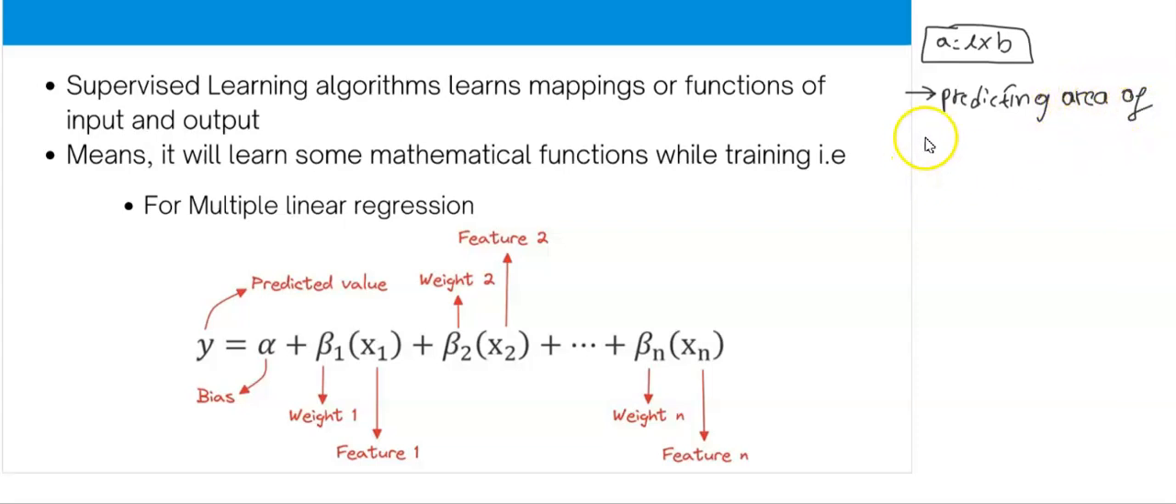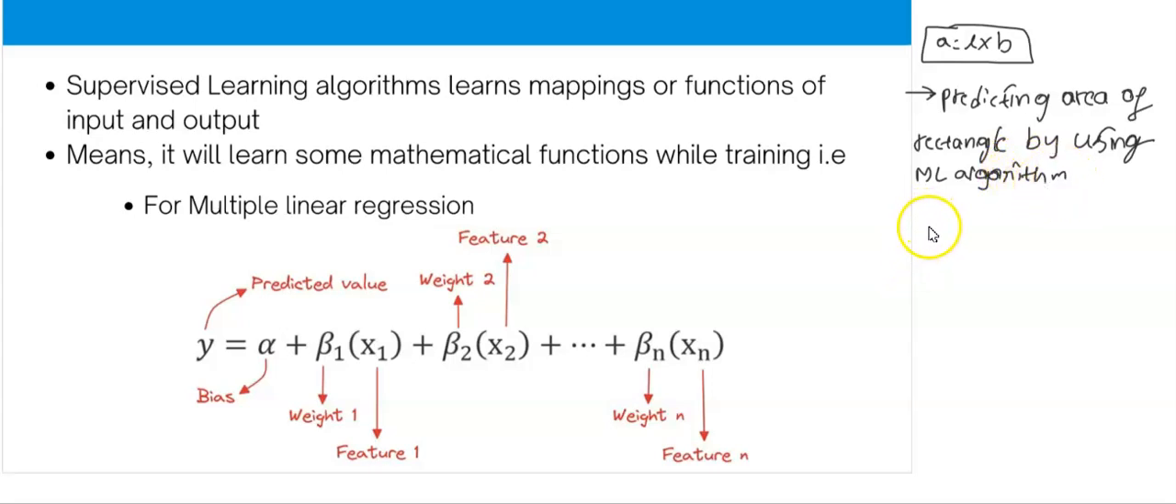Okay, area of a rectangle by using ML algorithms. By using ML algorithm. Okay, this is our problem statement.